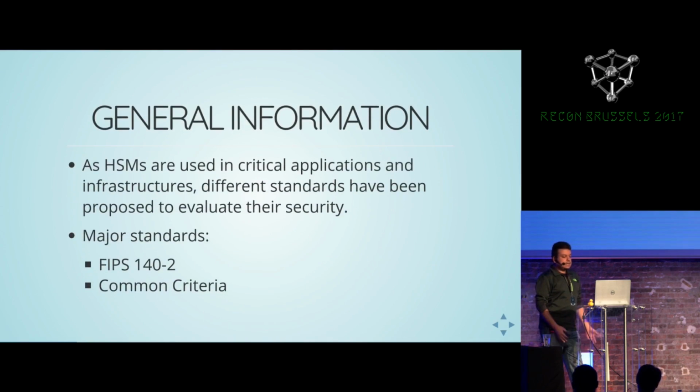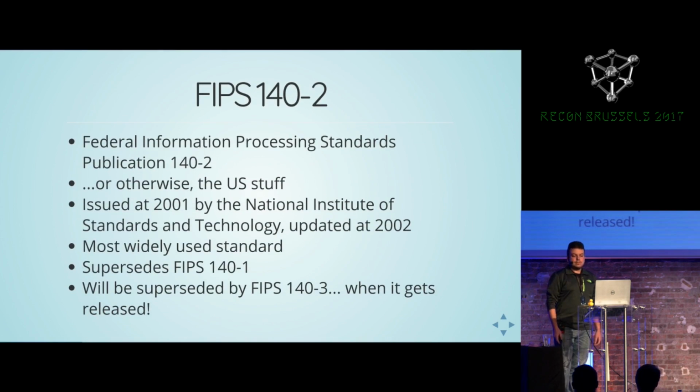As HSMs are used in critical applications, there are a lot of standards that have been proposed to evaluate their security. The major ones are FIPS 140-2 and the Common Criteria. FIPS 140-2, the full name is the Federal Information Processing Standard Publication 140-2, and it's the US stuff. The first version was made in 2001 by NIST and then updated in 2002. It's what everybody uses. It supersedes FIPS 140-1 and will be superseded by -3.